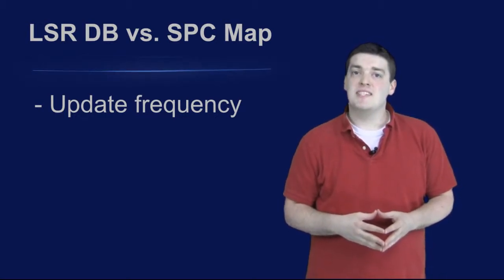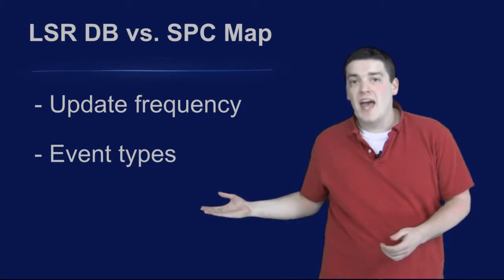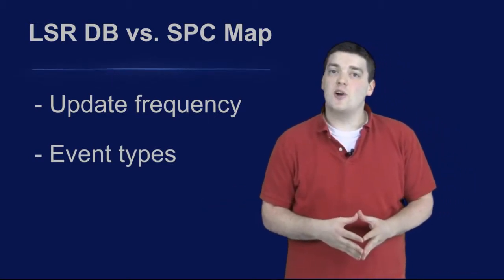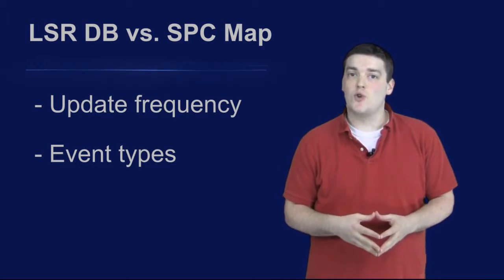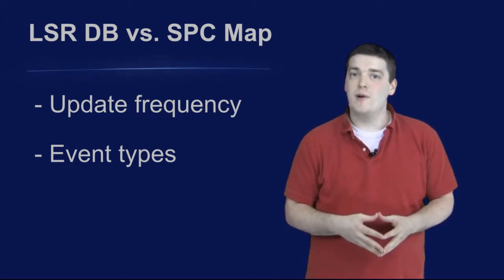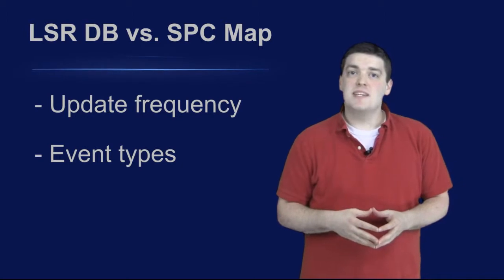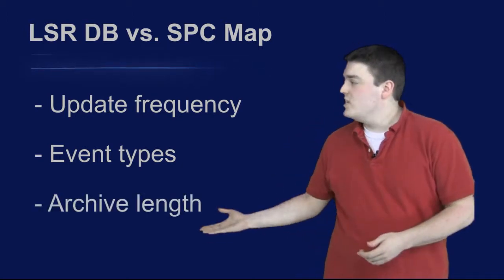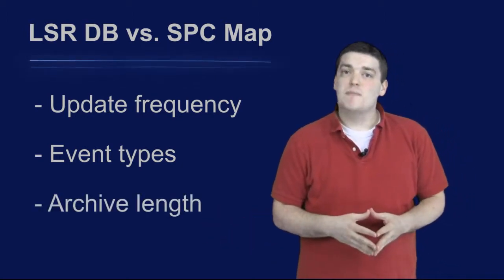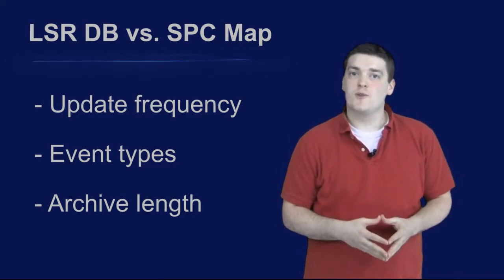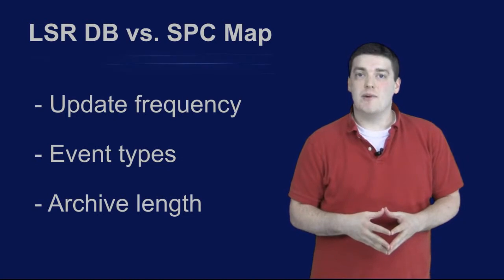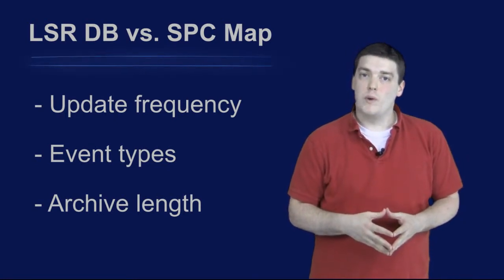Also, the SPC map only includes tornado, hail, and wind events, while the LSR database includes these event types, as well as flooding, snow, and storm damage reports, just to name a few. Finally, the SPC map has an archive stretching back to 1950, so it's best suited for historical analysis. And while the LSR database only goes through 2001, since it updates every day, it's designed to view more recent events.